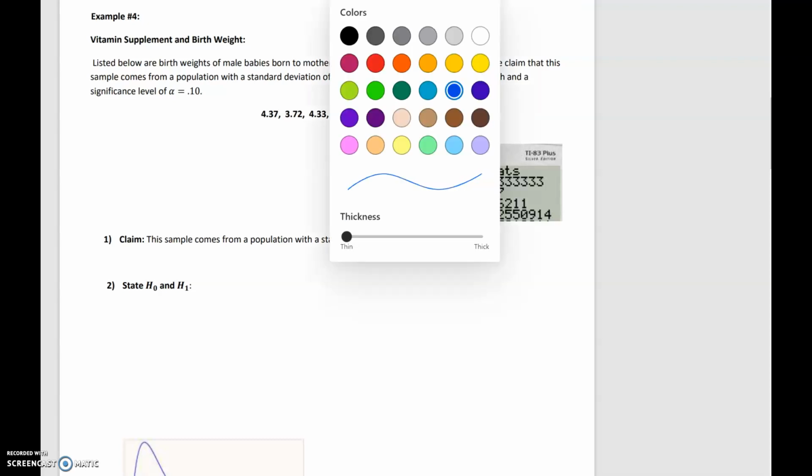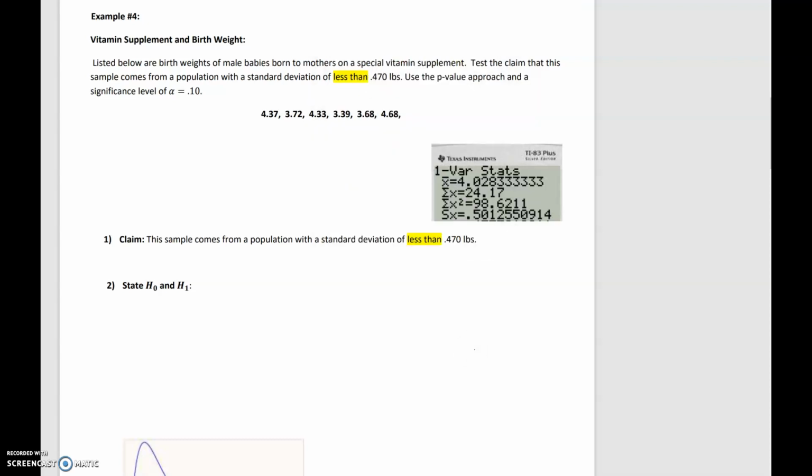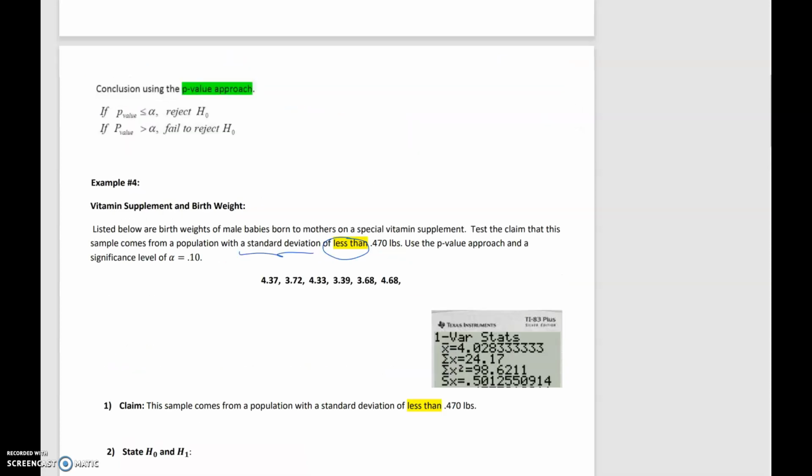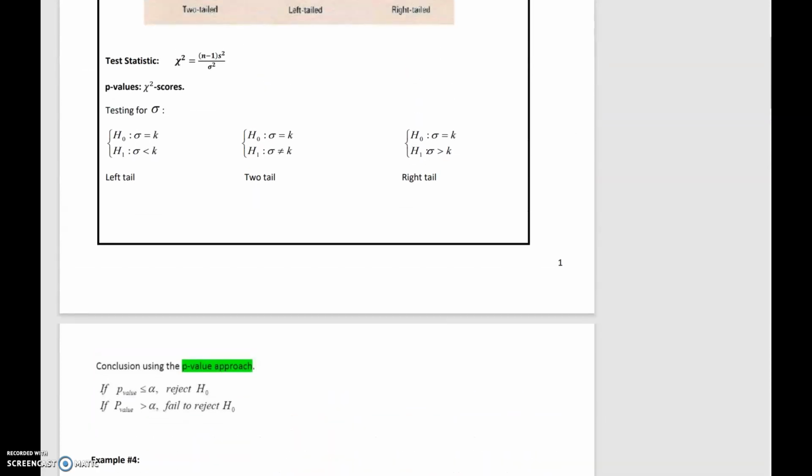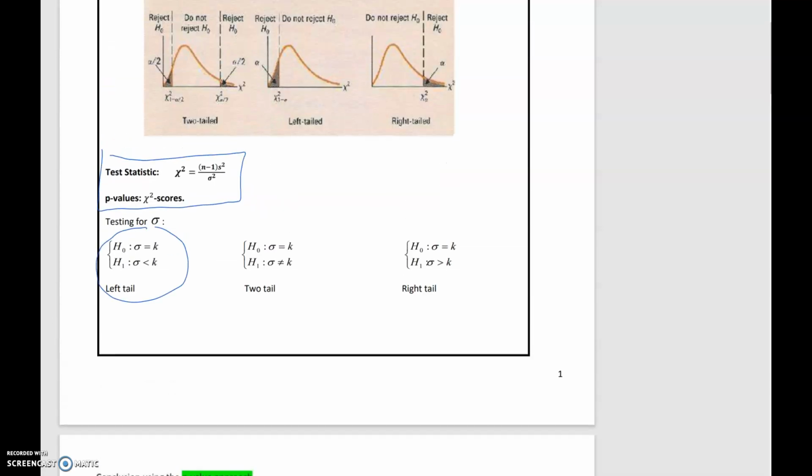Hi class, let's take a look at example 4. In example 4, take a second and read it, but we're looking at a claim on the standard deviation being less than. And remember that any claim that is less than, it's going to have this as the main region. Here's the main formula for the test statistic.